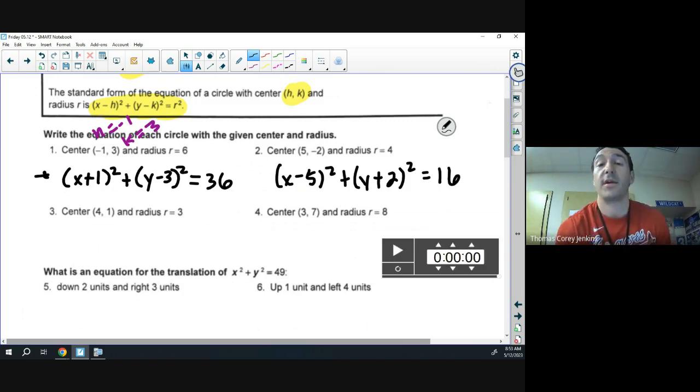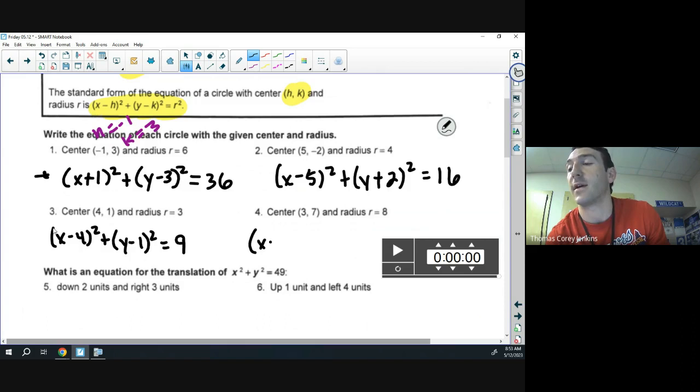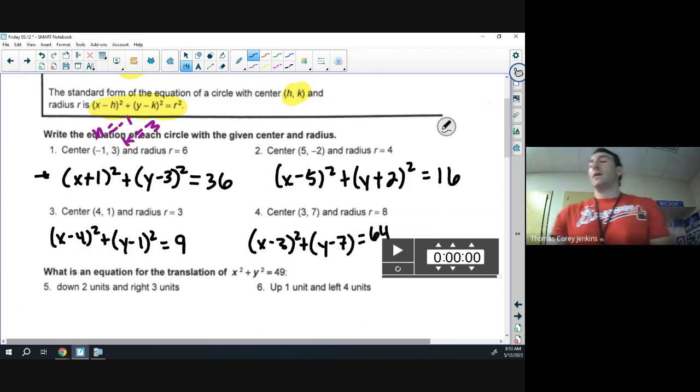All right, so number 3, we go x minus 4 squared plus y minus 1 squared equals 9. Number 4, x minus 3 squared plus y minus 7 squared equals 64. So just things to remember, when we're talking about translations, moving left and right, it's always kind of the opposite of what you would think, right? X minus 3 means move right 3, okay? But we've dealt with that a lot.